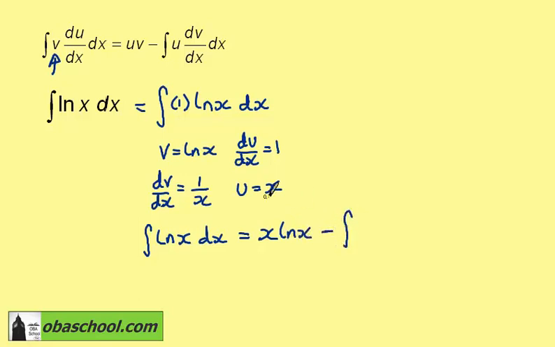Take away the integral of u dv dx, and if we multiply x and 1 over x, we just get 1. Therefore we get x log x, take away the integral of 1, which is x, plus a constant.